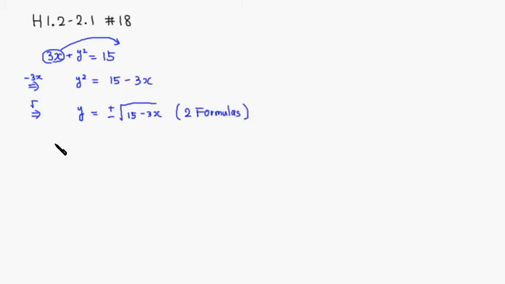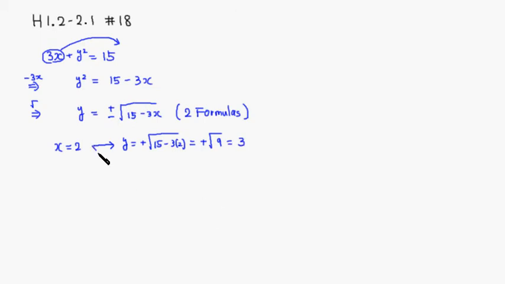Alright, so therefore it's not going to be a function because, for example, if you try something like, let's see, x equals 2. So let's try x equals 2. Then y is going to be, so there are two cases here. y is going to be equal to positive square root of 15 minus 3 times 2, which is going to be positive square root of 15 minus 6 would be 9. So it's going to be positive 3.